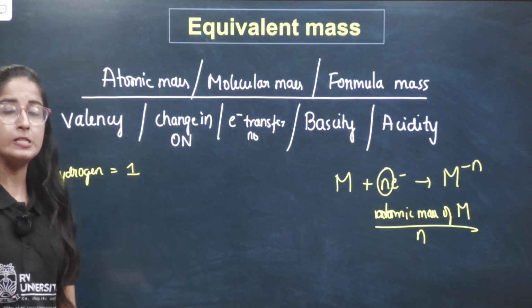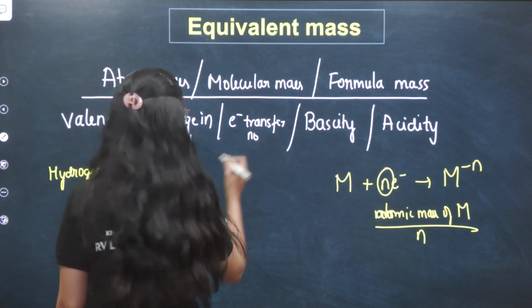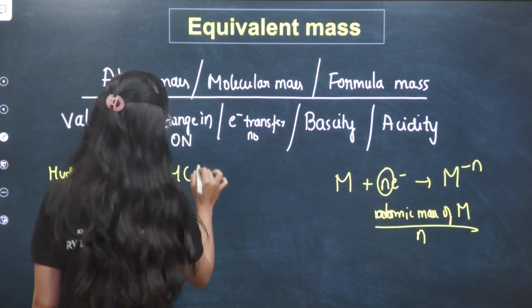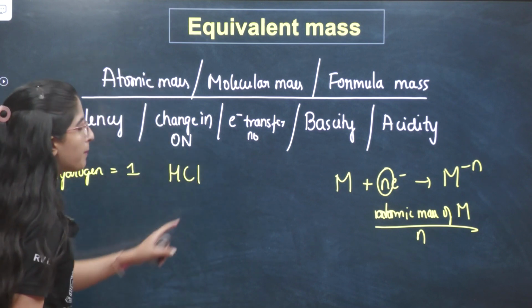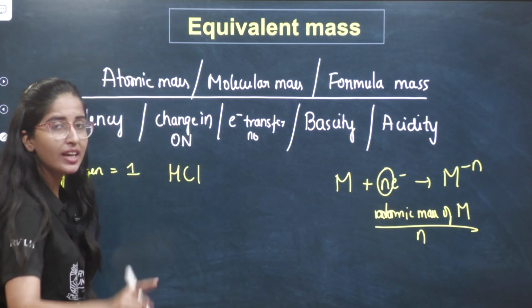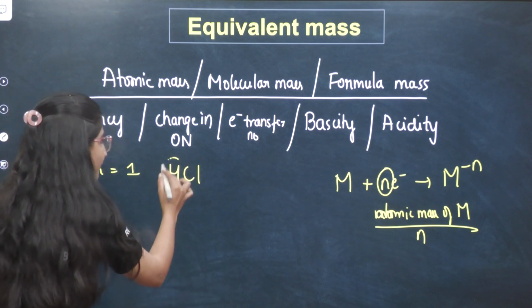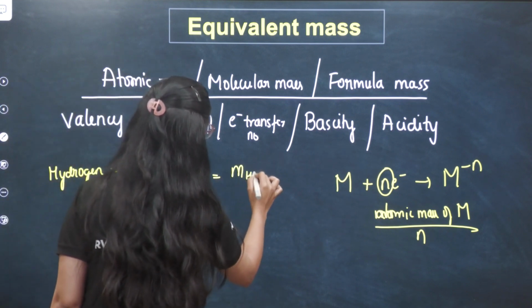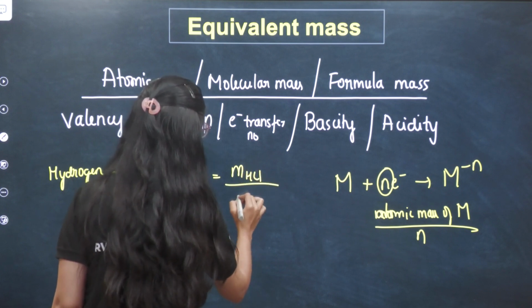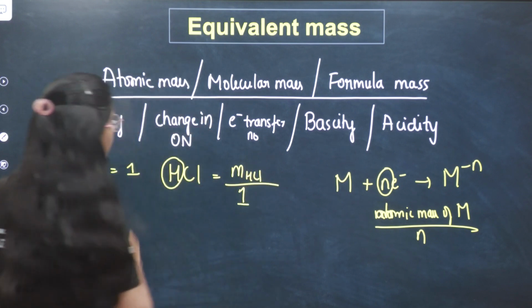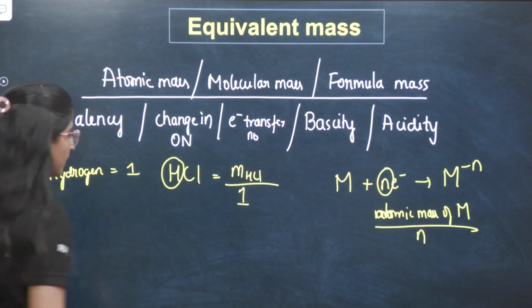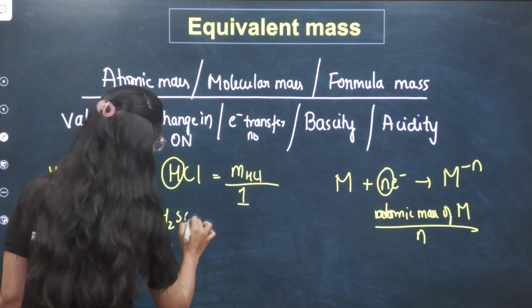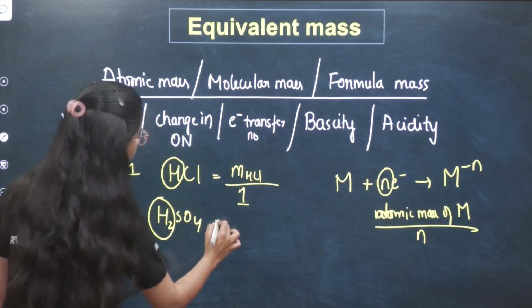This will give you the equivalent weight. Then in the case of basicity, you have an acid, that is HCl. How many replaceable hydrogens are present which can give rise to H+ ions? Only 1. Correct. So it will be the molecular mass of HCl divided by 1. Only 1 replaceable hydrogen is there. In the case of H2SO4, there are 2 replaceable hydrogens.